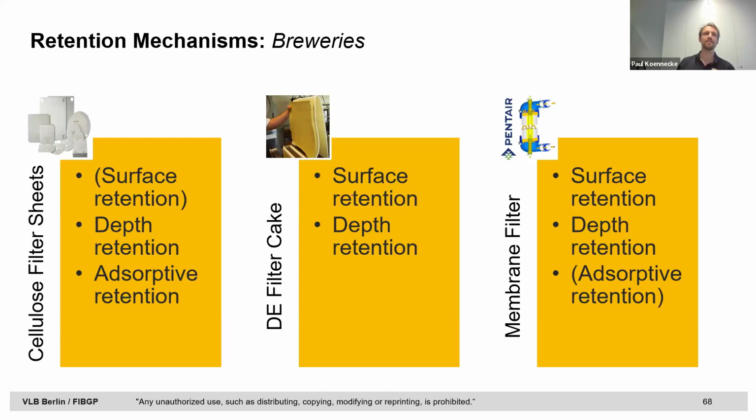And then you have, of course, membrane filtration, which is also somewhat state of the art in a lot of breweries nowadays. And it's mainly a surface retention method, which is working with a cross flow so that you don't block your filtration surface too fast. But it is also working a little bit with depth retention, and dependent on the material can work as an adsorptive filtration as well.